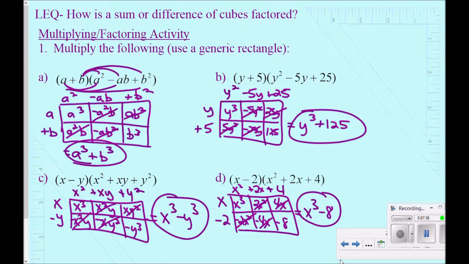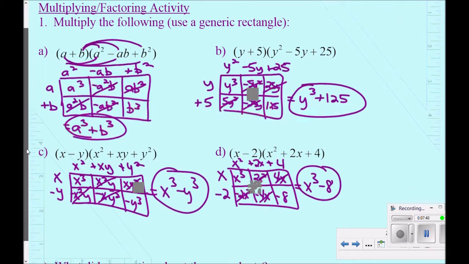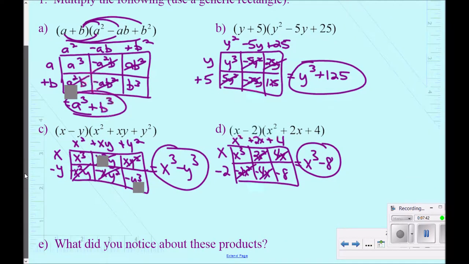Then the next thing we talked about in class was the point of this lesson, which is to figure out what we noticed about the products. More specifically, eventually we're going to want to go the opposite direction. You already know how to multiply. This was just practicing that to find some patterns. But eventually what we're going to want to do is start with a cubed plus b cubed and factor it.